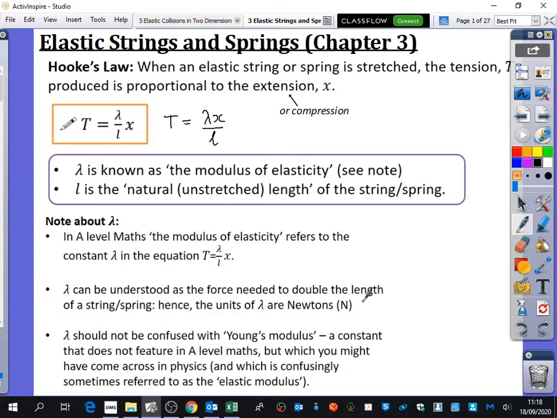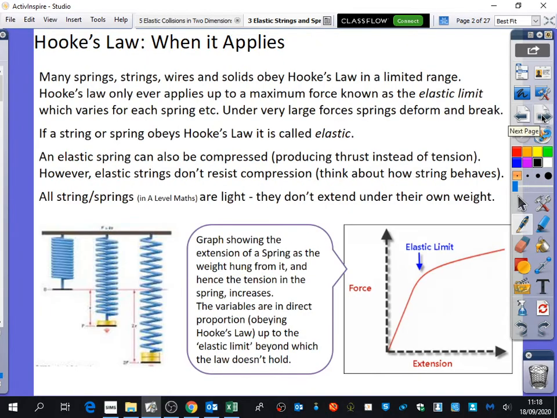And in physics, they sometimes call it the elastic modulus, but they are slightly different things, and I haven't done physics since I was your age, so I actually can't remember what the same and different things are. So you'll probably be in a better position after we've studied this to know what the difference between them is, okay? So Hooke's law, what is it and when does it apply?